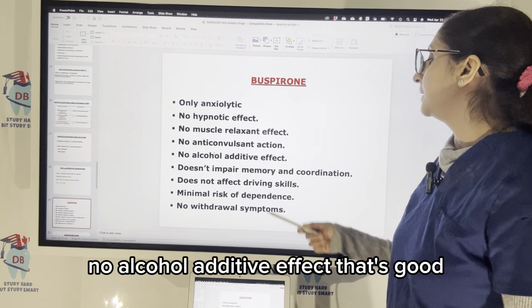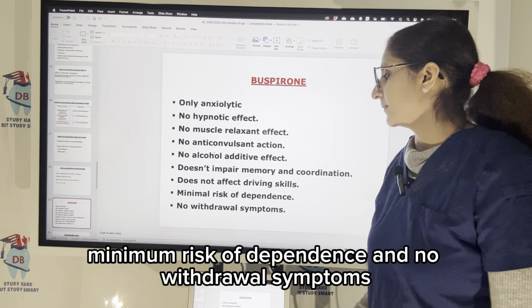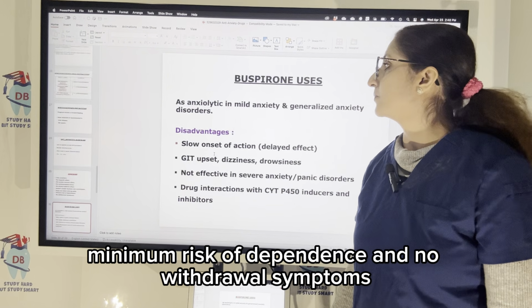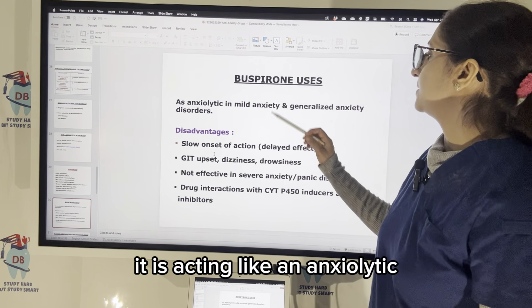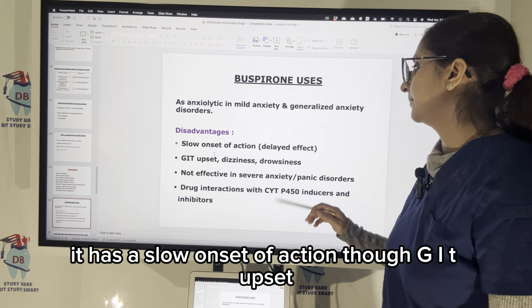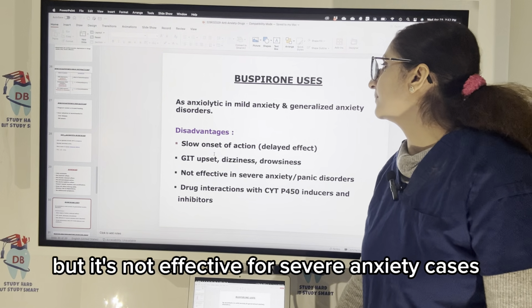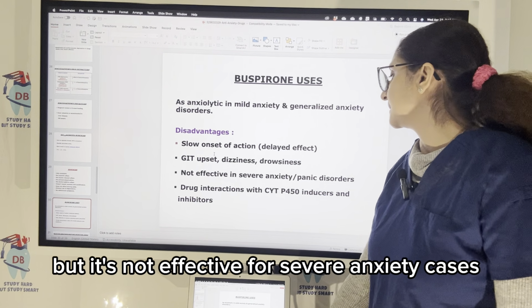Only anxiolytic, no hypnotic effect, doesn't induce any sleep in you, no muscle relaxant, no anticonvulsant, no alcohol additive effect, that's good, doesn't impair memory and coordination, doesn't affect your driving skill, minimum risk of dependence, and no withdrawal symptoms with Buspirone. It is acting like an anxiolytic in mild anxiety and GAD. It has a slow onset of action though.